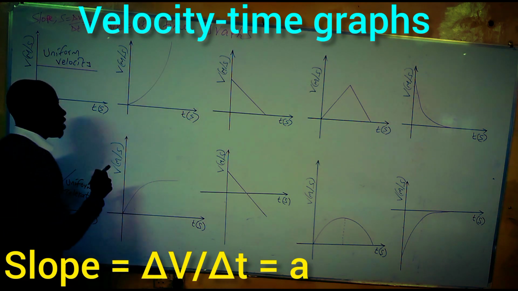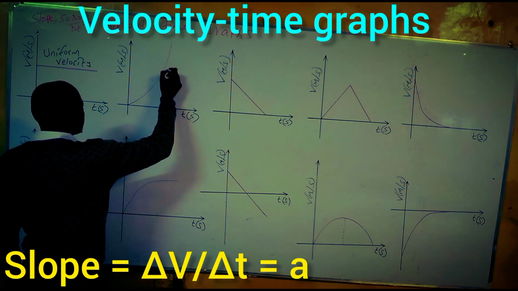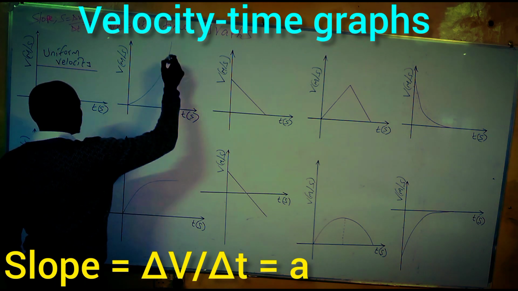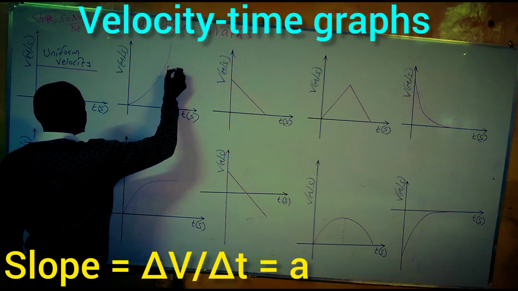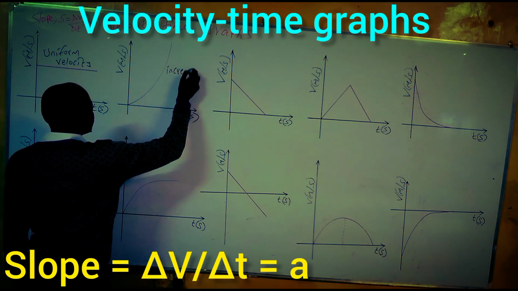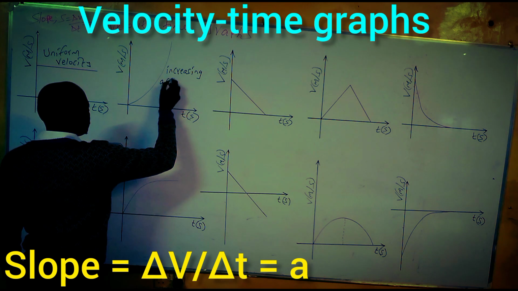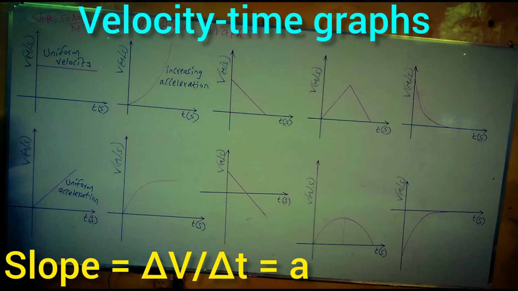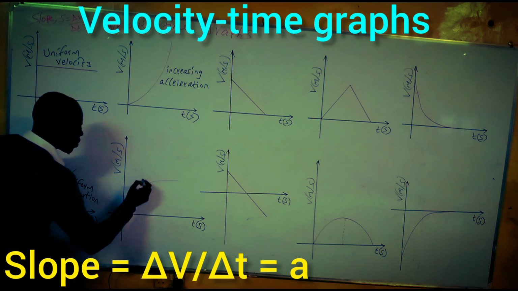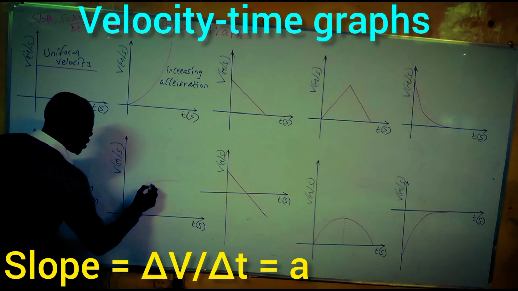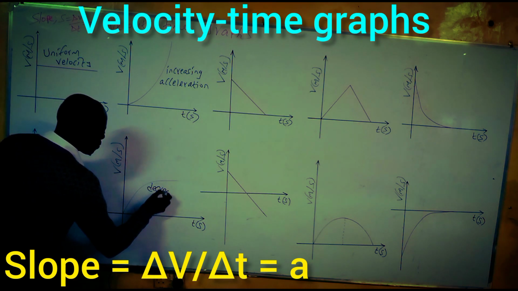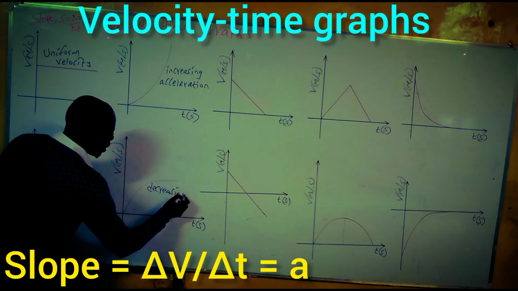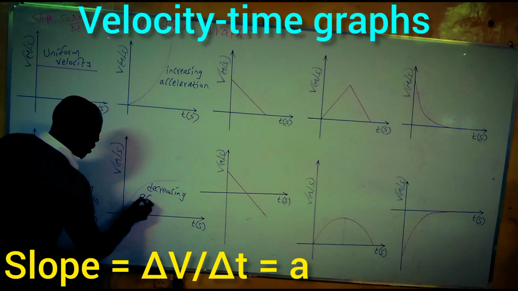Acceleration is increasing here. The slope is increasing, so the body is moving with increasing acceleration. We have decreasing acceleration here. The body is moving with decreasing acceleration.